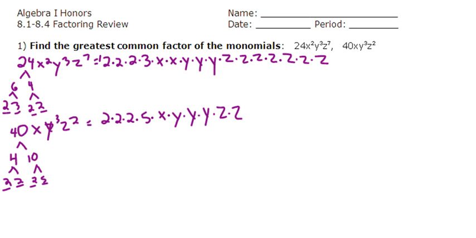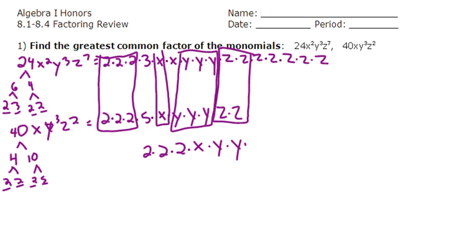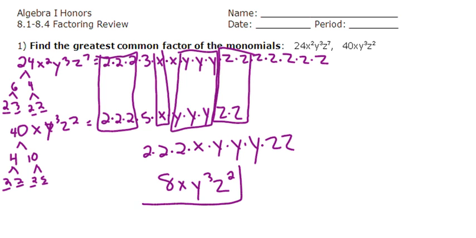So if you notice, there are 3 2's in common, an x in common, 3 y's in common, and 2 z's in common. So I have 3 2's, 1 x, 3 y's, and 2 z's, which comes out to be 8xy to the third z squared. Now, if you can do this without writing all of the factors down, you totally can if you can do it in your head. Right? But I'm just showing you how we did it to begin with.